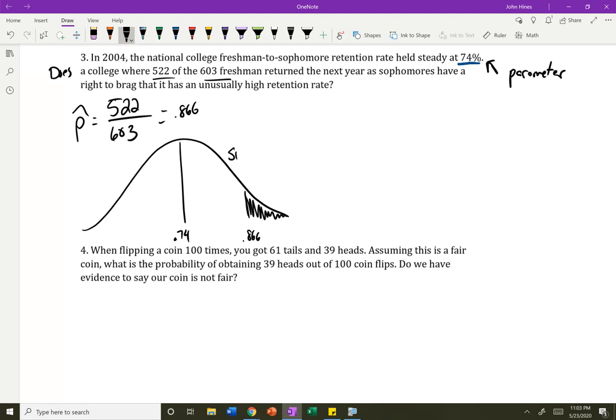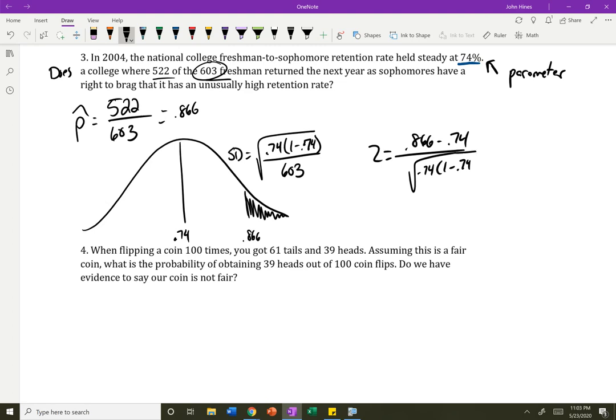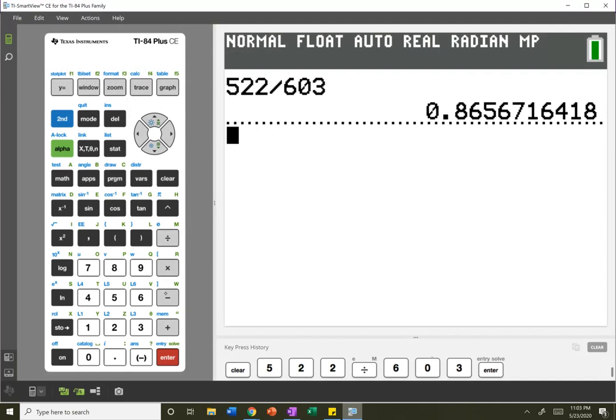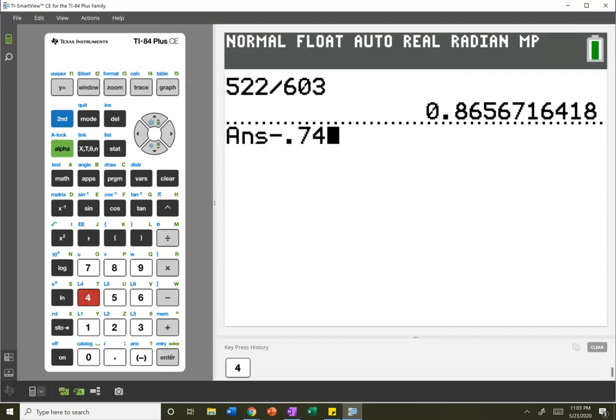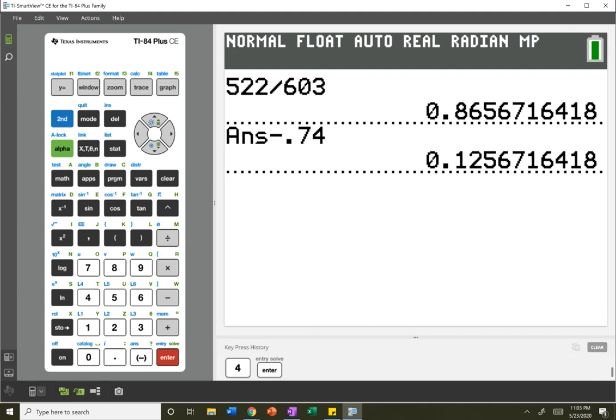Well, I need my standard deviation. The way that I get my standard deviation is the square root of the proportion, the parameter, times 1 minus the parameter, over the sample size. How many freshmen did I sample? 603. That's my standard deviation. So now I can find the z-score. Z equals value minus the mean, in terms of standard deviation.